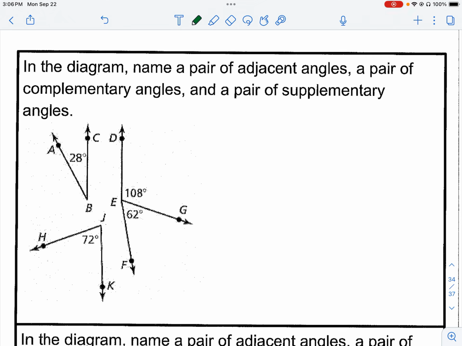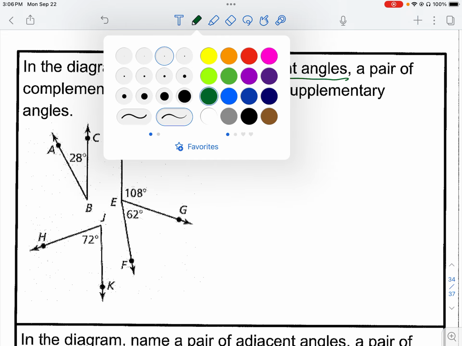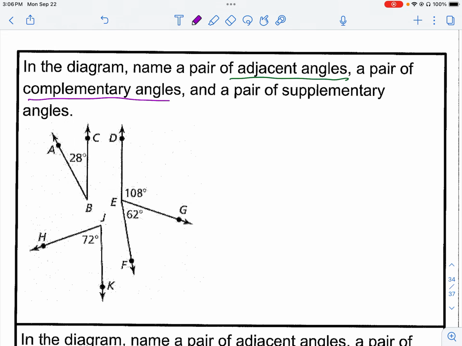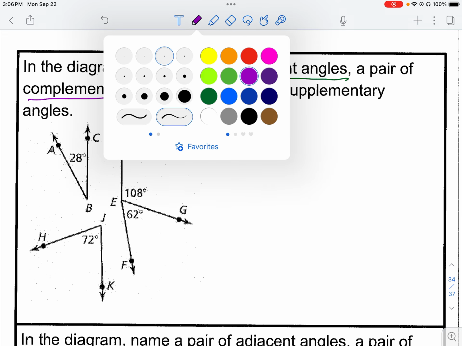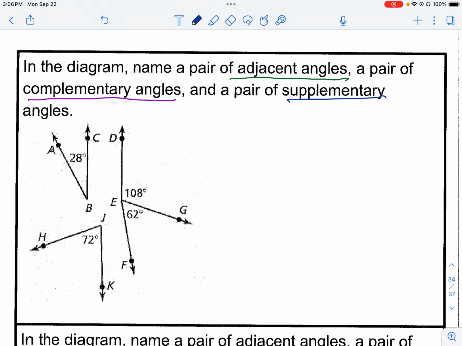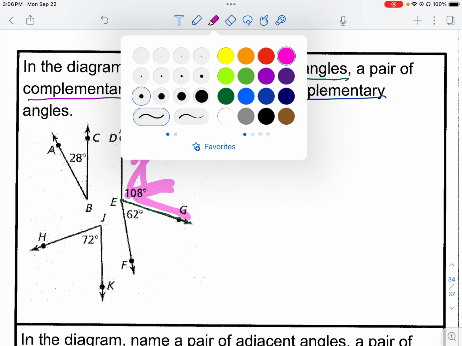All right, so in this diagram, we're going to name a pair of adjacent angles, a pair of complementary angles, and a pair of supplementary angles. So let's do our adjacent angles first. Adjacent angles have to have a shared vertex, a shared side, but no shared interior points.